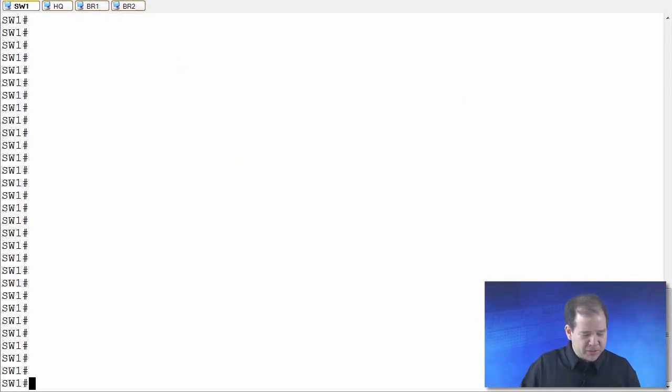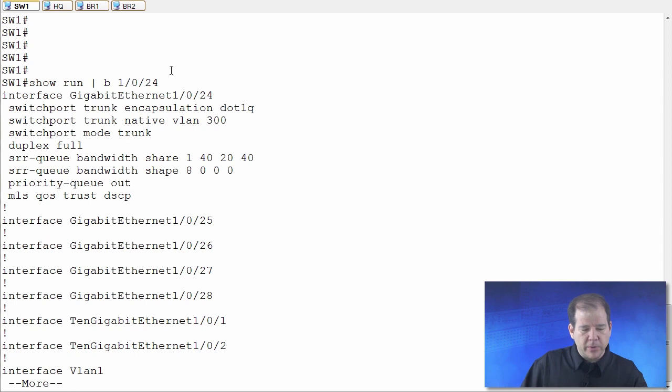First, I'll go over to my switch, and let's take a look at interface gigabit 1/0/24. That's the interface I have configured as a trunk. Let's say show run pipe to begin 1/0/24. And this is a working configuration. Let's see what's going on here.